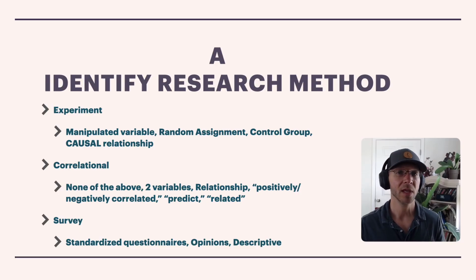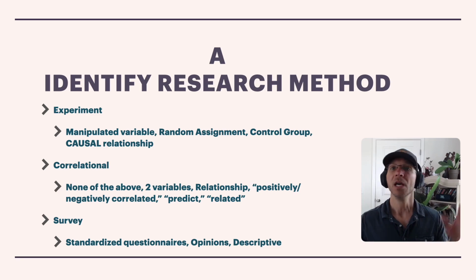An experiment. Hopefully you know by now an experiment has a manipulated variable, random assignment, a control group, and a causal relationship. A manipulated variable means that the researcher in some way, shape, or form took their independent variable and split them into two groups. One group is doing one task, another group is doing another task, and then afterwards, both groups or multiple groups take the same test at the end. That is their dependent variable.